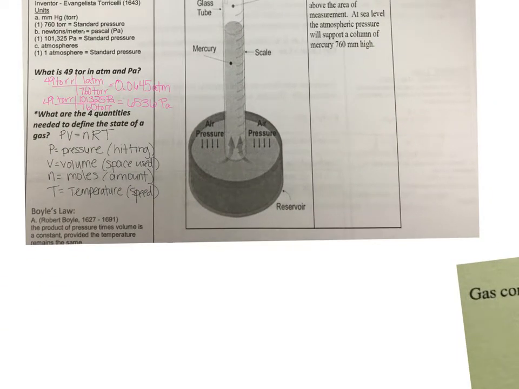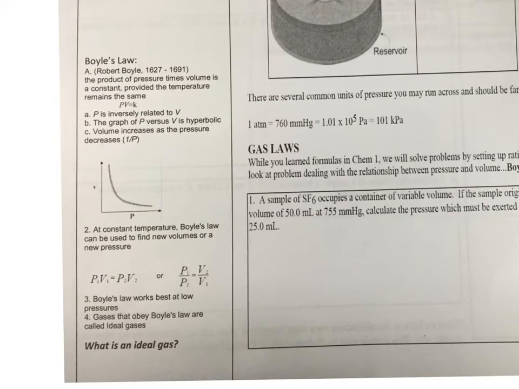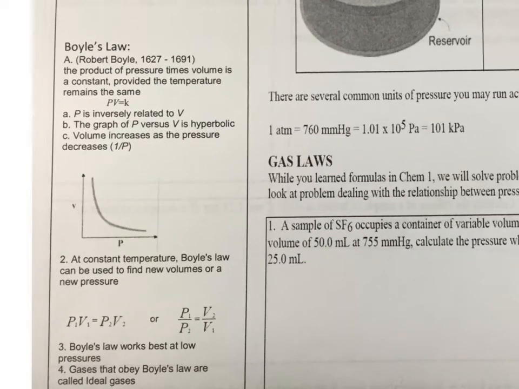Awesome. So moving on. Boyle's Law is about the product of pressure times volume being constant, provided the temperature remains the same. So this graph should look familiar to you. We're going to add one other graph to it, though, and that's going to be a P versus 1 over V. That way, when you see this, it doesn't concern you.